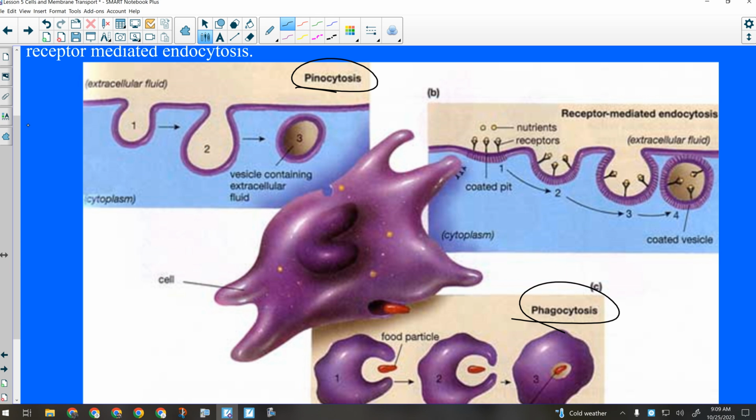What is intercellular fluid made of? Is it just mostly water? Yeah, I mean, there'd be some other solutes dissolved in it, but mostly water.